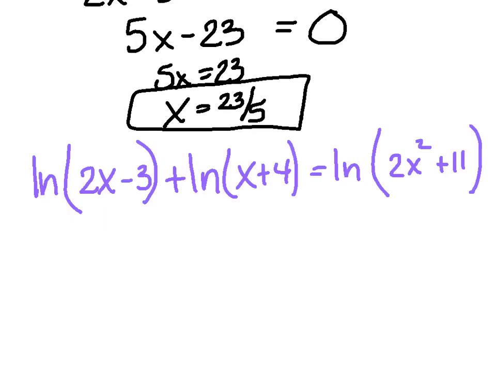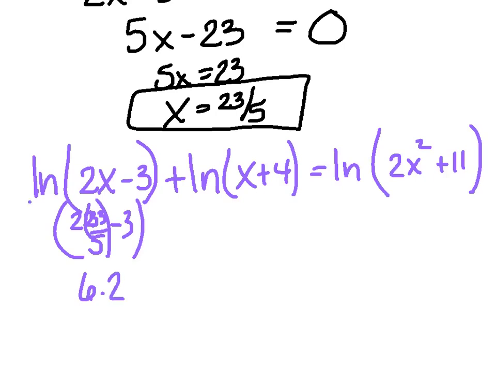Okay, now remember, you've got to check that answer because you cannot take the log or natural log of a negative number. So basically, I'm going to plug my 23 over 5 in here. And my goal is to make sure this number is greater than 0 and a positive number. So when I type in my 23 over 5 times 2 minus 3, I get 6.2. And taking the log of 6.2 is perfectly legal. Has to be greater than 0.